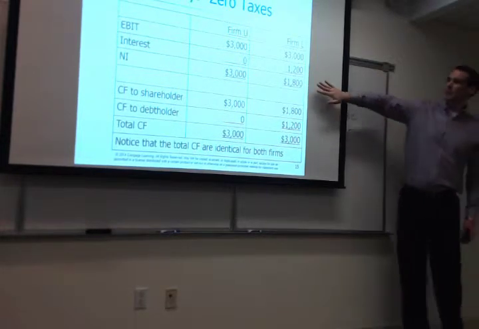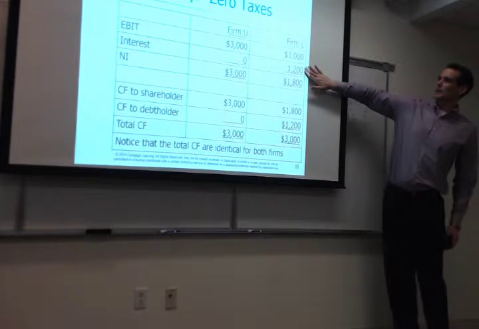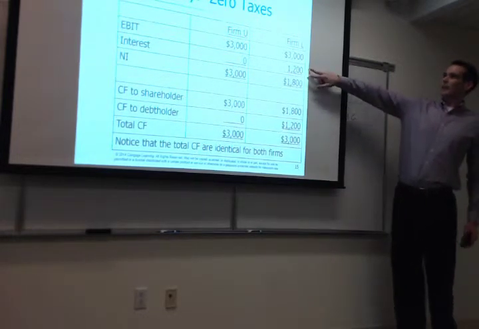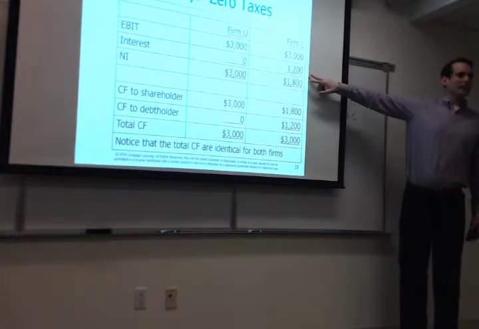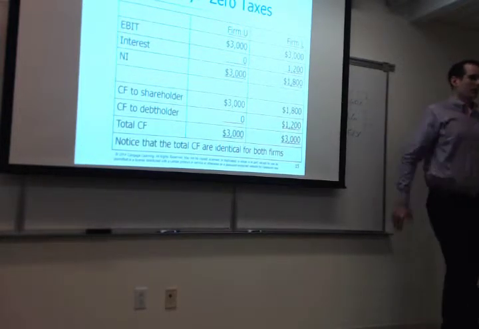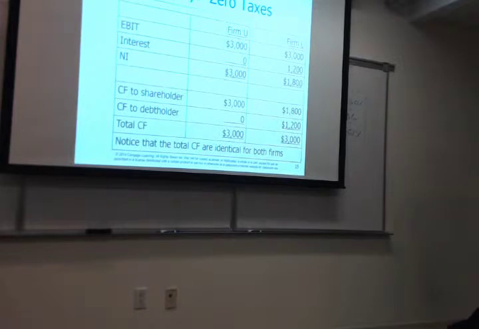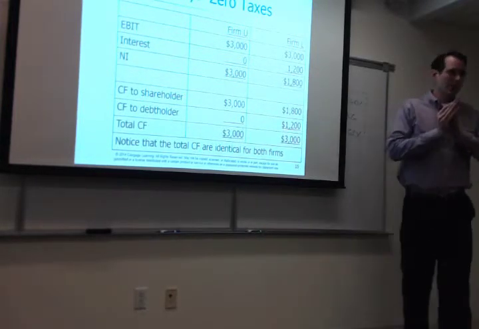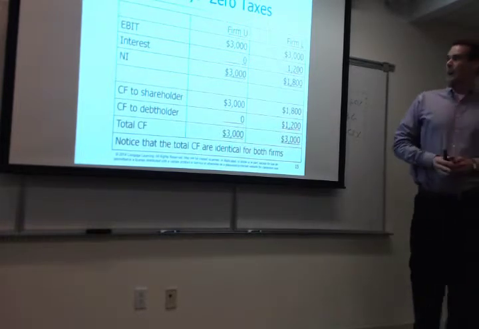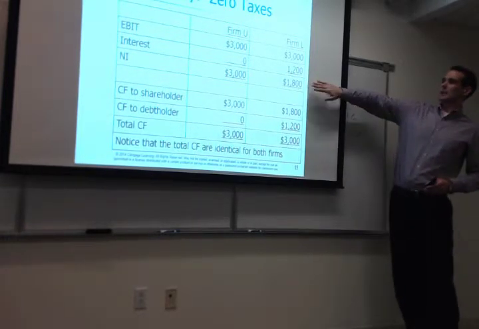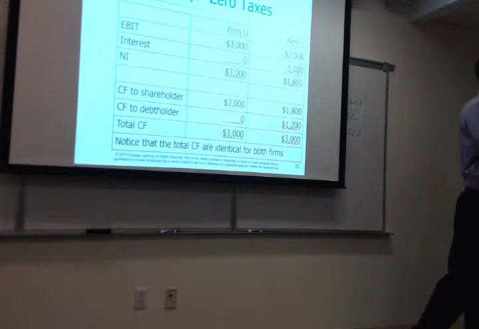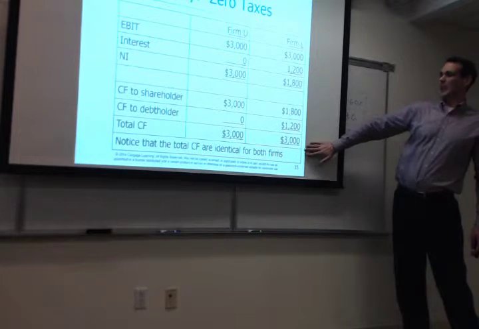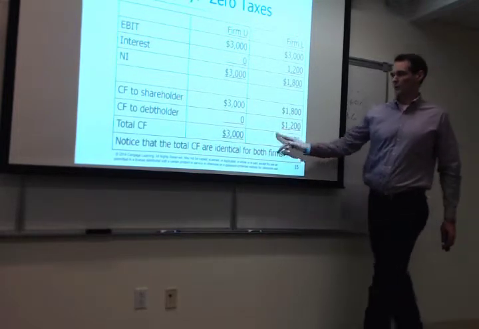And what the MM theory says is that even though we need to make this interest payment to the bankers, the fact that half the firm is financed with debt does not change the value of the firm, because we have that interest payment going to the debt owners of the company, and we have the net income going to the equity holders of the company. In both cases, there's a total of $3,000 going to the owners of the company.